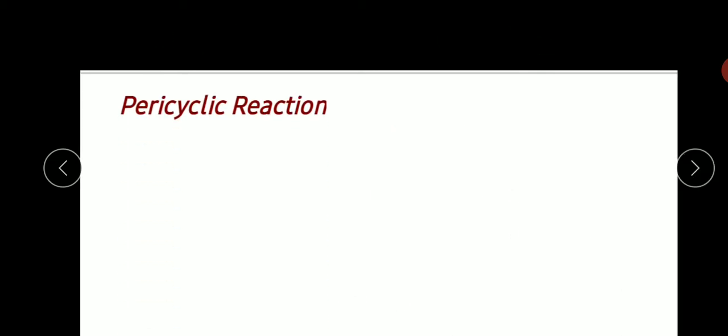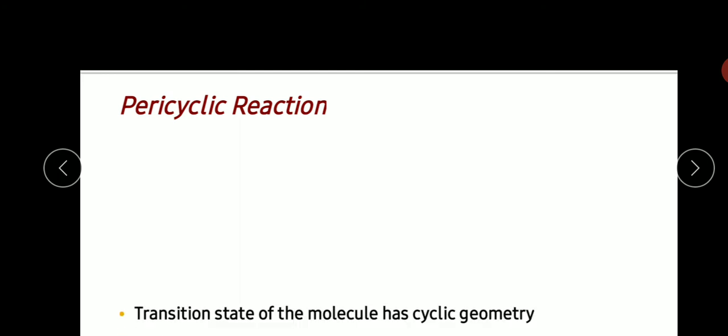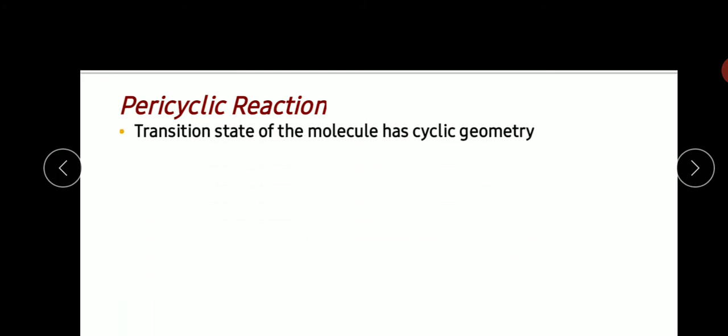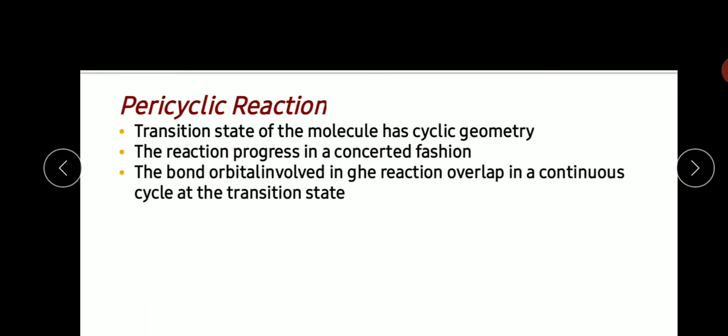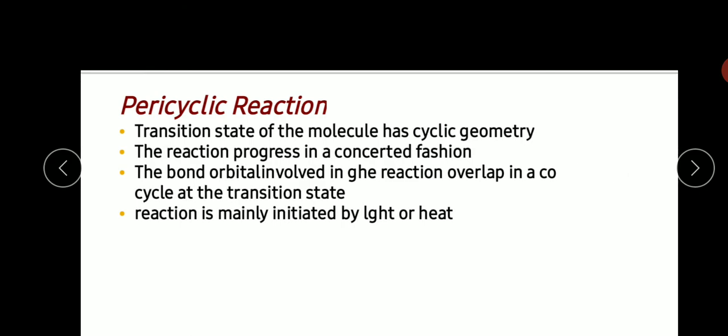Now see the pericyclic reaction. Transition state of the molecule has cyclic geometry. The reaction progresses in a concerted fashion. The third is the bond orbitals involved in the reaction overlap in a continuous cycle at the transition state. Reaction is mainly initiated by light or heat.